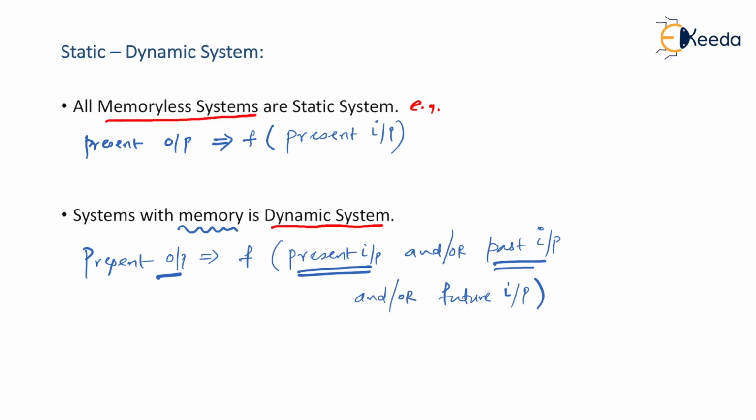I'm sure now you are wondering: it is quite convincing that the present output depends on the present input or at most the past input. But how can we have a system where the present output depends on a future input? Logically, future input would be applied in the future. How does the system come to know what type of input you are going to apply in the future? Of course, practically it is not possible to construct a system where the present output is a function of future input. But hypothetically, or virtually, it is possible.